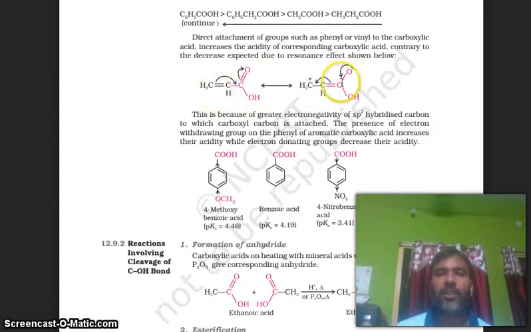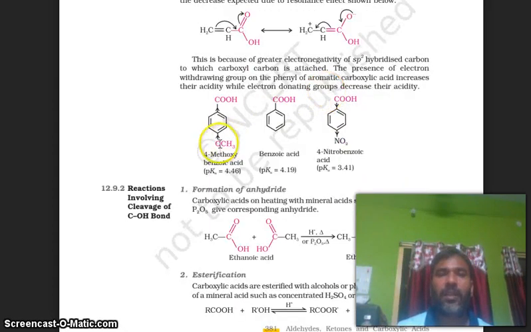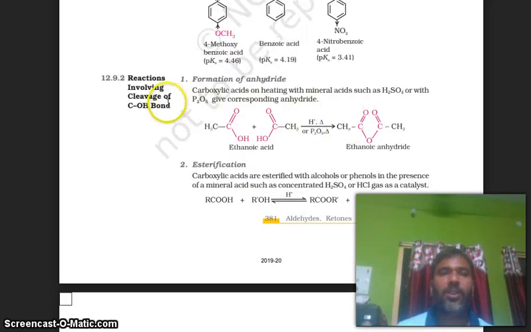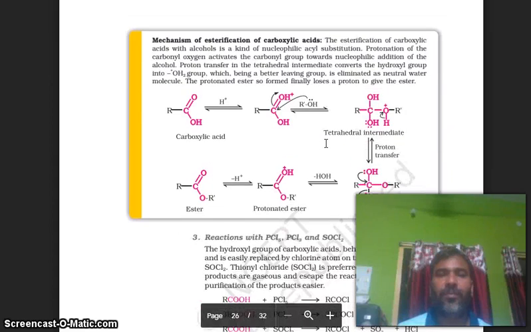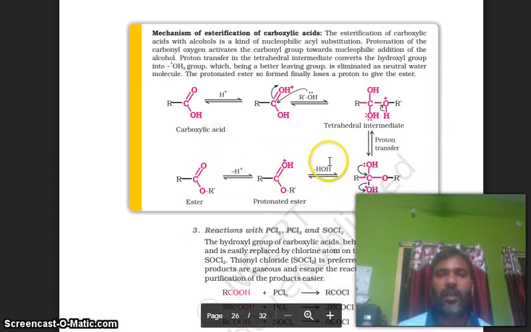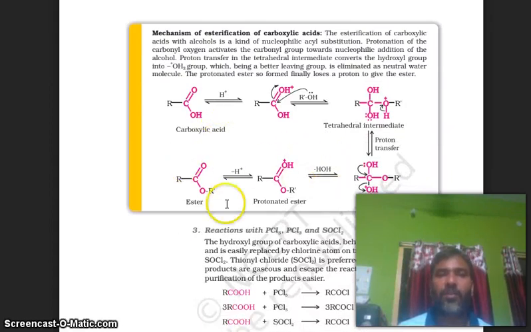Here you see this is resonance stabilized. Here also you see the COOH group or CH3 or methoxybenzoic acid. Reactions involving cleavage of the C-OH bond. So two molecules of ethanoic acid form ethanoic anhydride. This is the mechanism, the formation of esters.